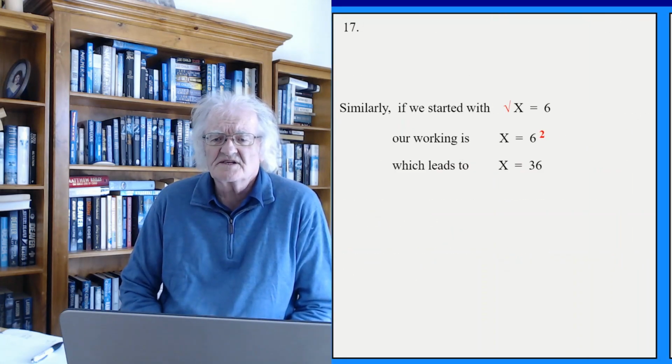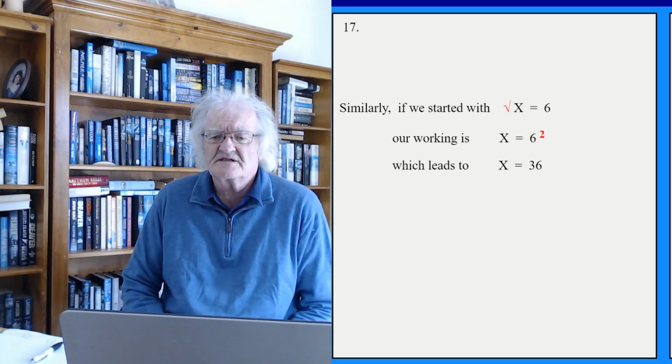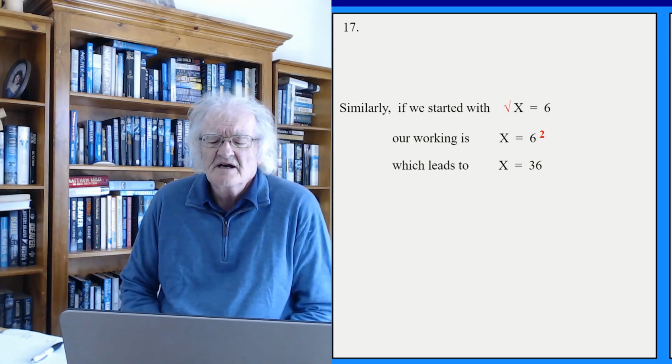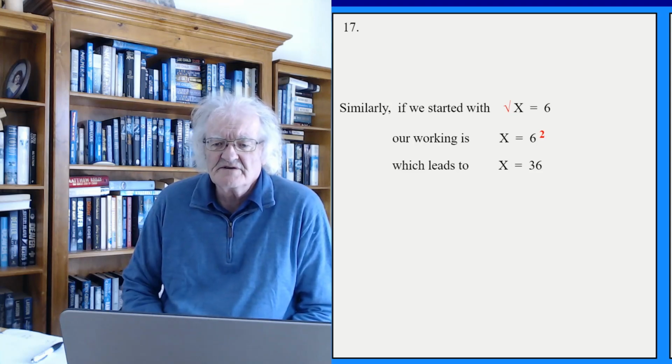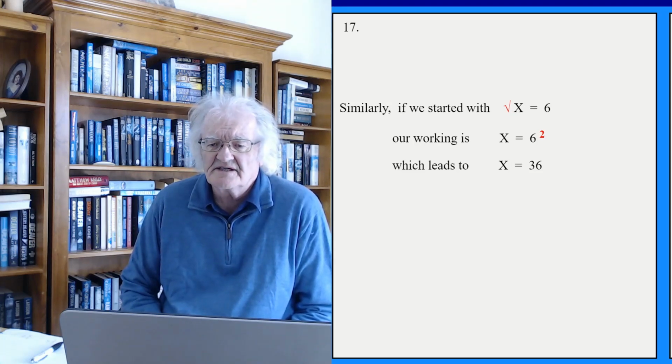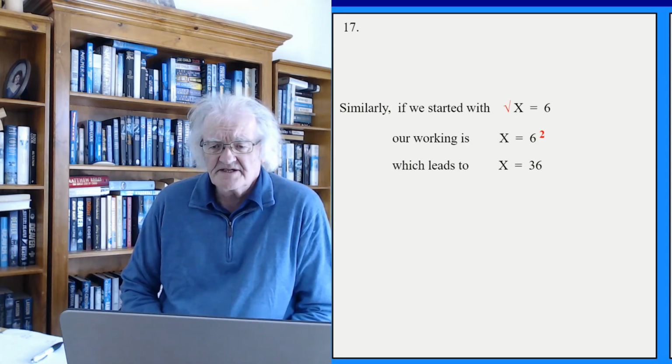Similarly, if we started with the square root of x is 6, our working is x equals 6 squared. When we shift the square root sign to the other side, the processing becomes the inverse. This leads to x is 36.